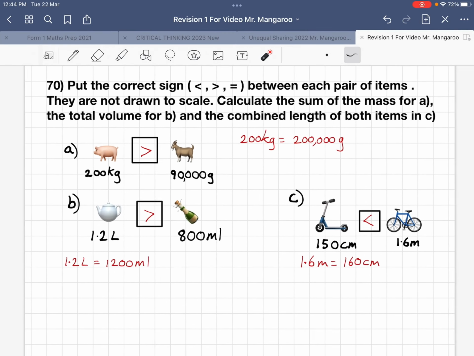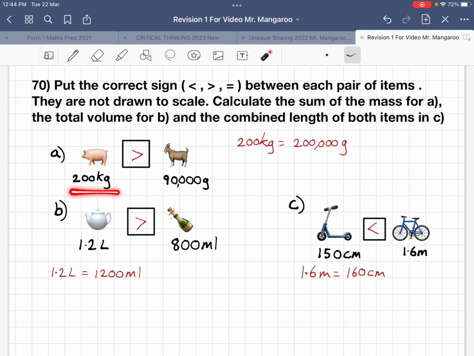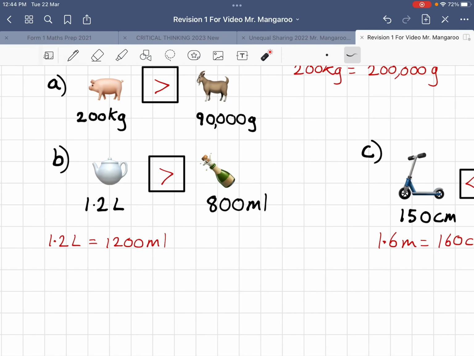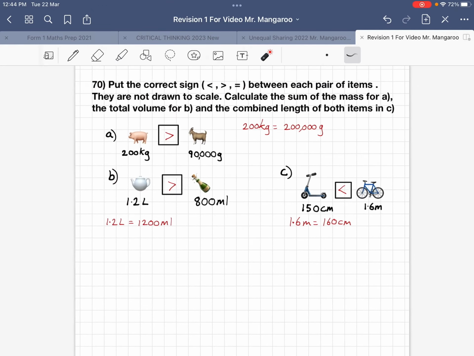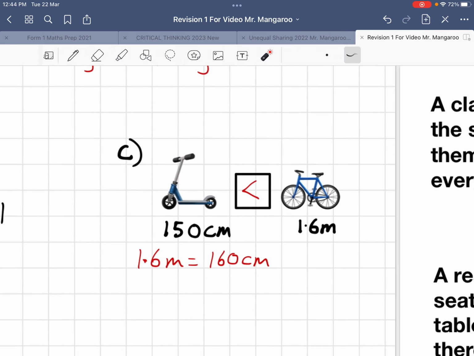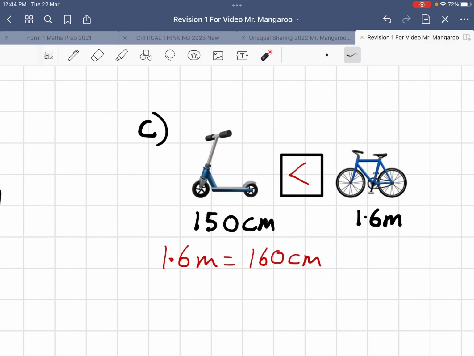Next, we can convert kilograms to grams, and then we can see that this one is heavier. We can also do the same thing. We can convert liters to milliliters, and then we can see that this is heavier. Lastly, for the length, we can convert meters to centimeters to see that this is shorter than this.